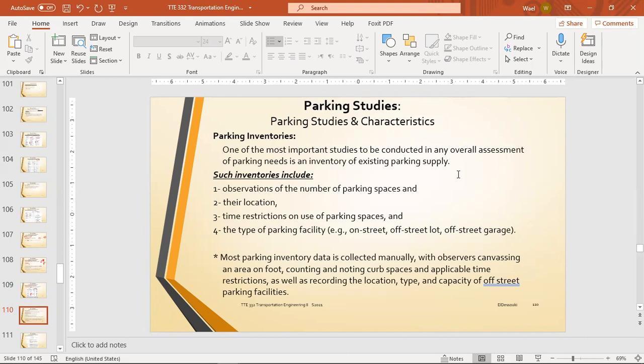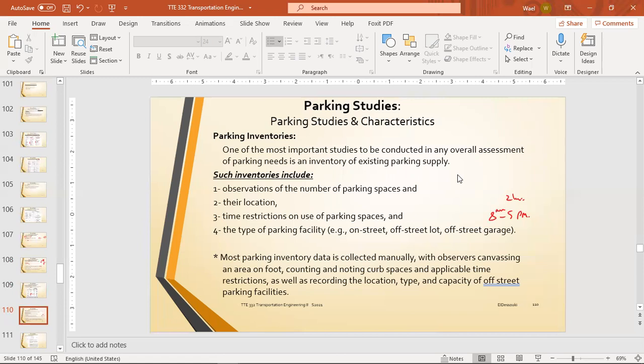Then we have another factor, which is the parking inventory. What do we mean by parking inventory? The spots available for parking, basically. How can we do this inventory? This inventory includes observations of the number of parking spaces and their location, and the time restrictions on use of parking spaces. Some parking spaces, for example, have a time limit, maybe 2 hours maximum, or from 8 a.m. to 5 p.m. only. So there are some time limitations.